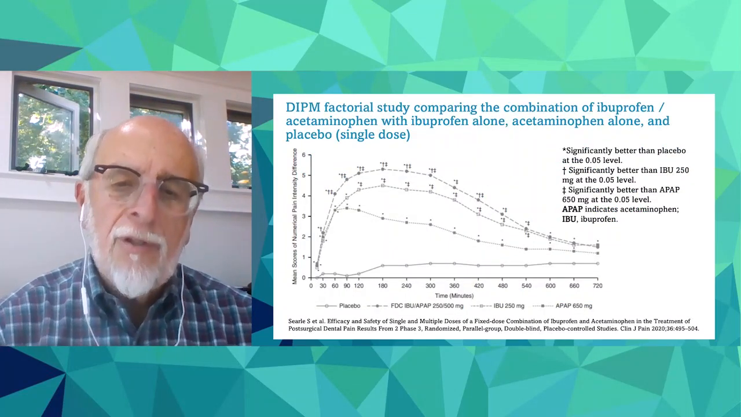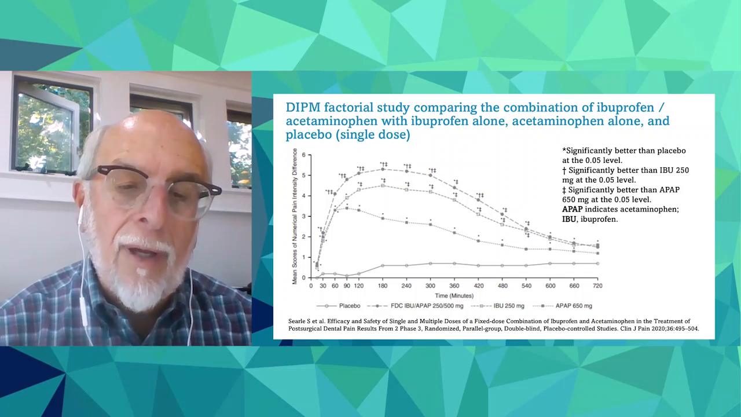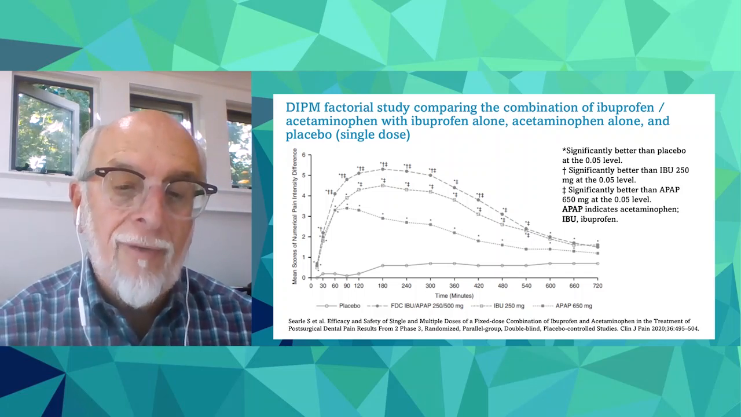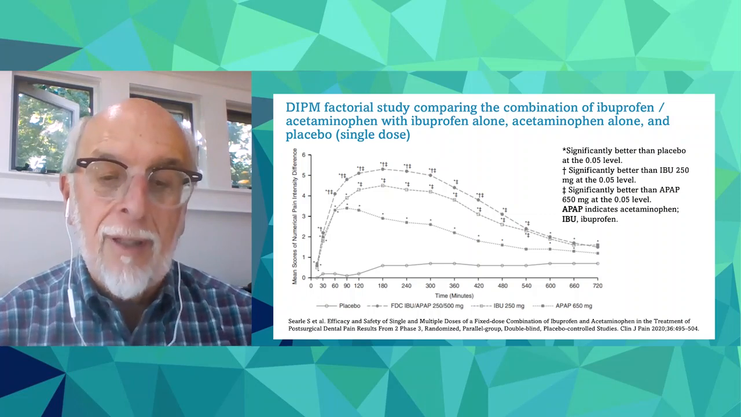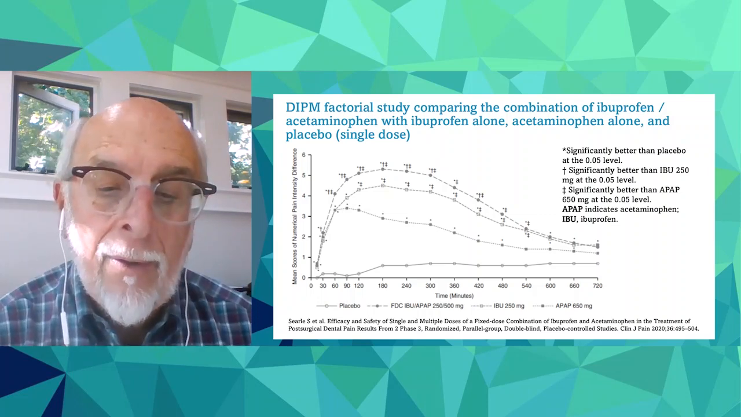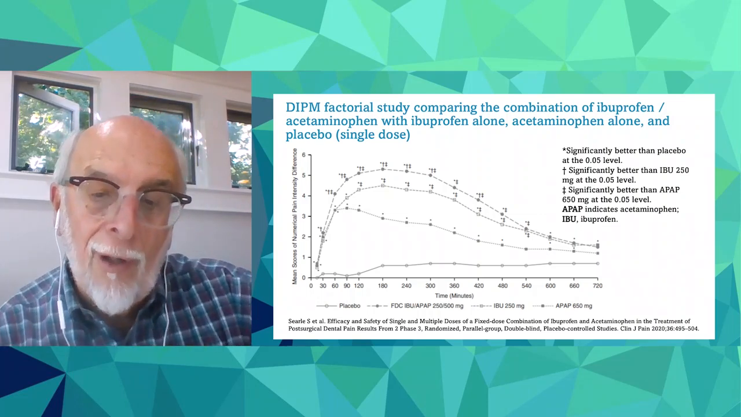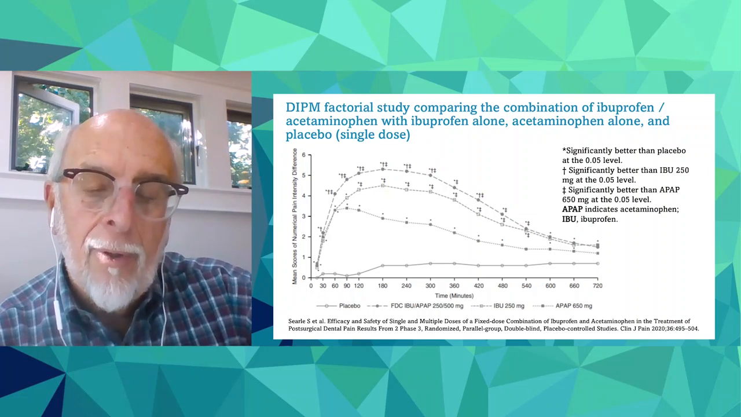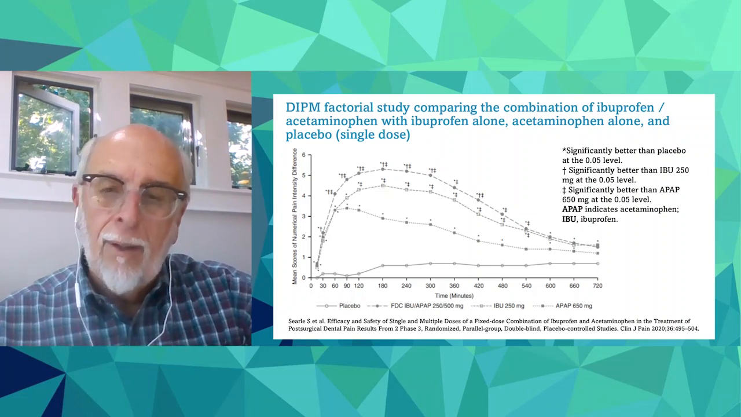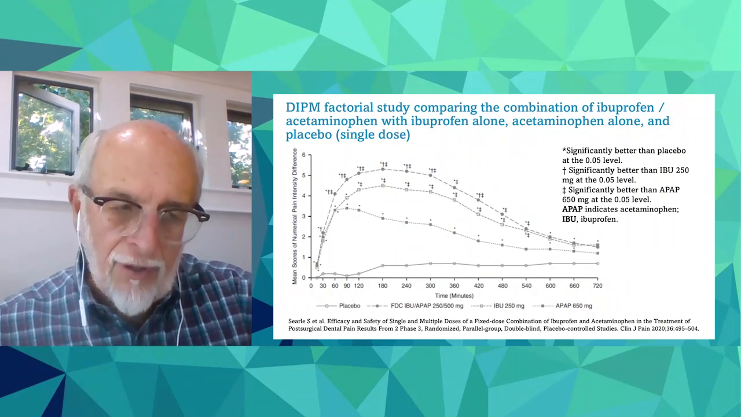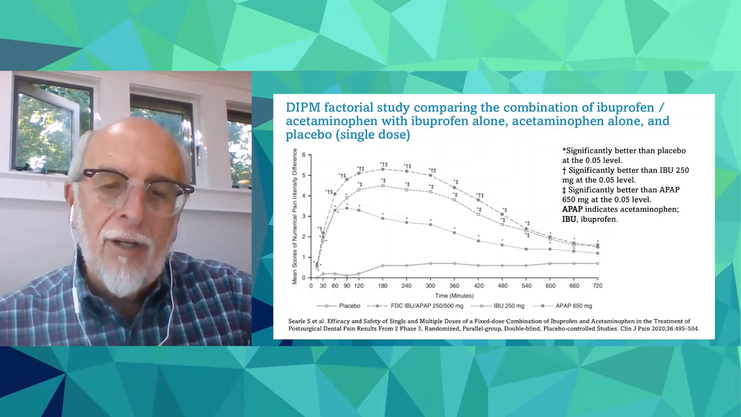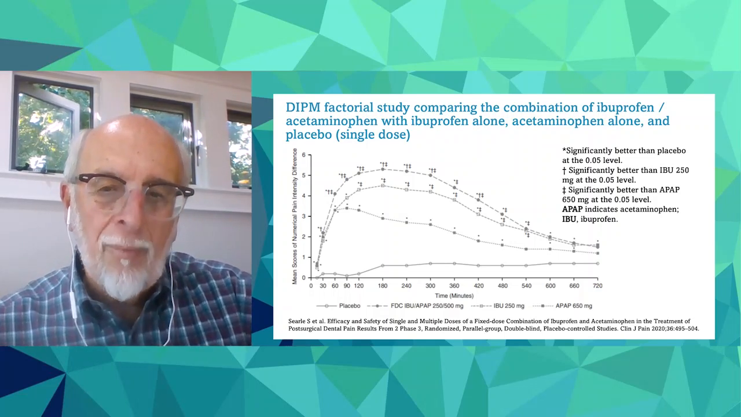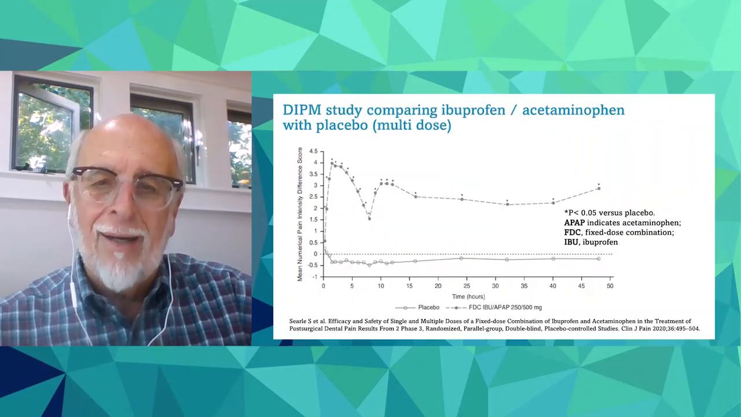They showed that both of those combinations were superior to acetaminophen 1,000 milligrams and definitely superior to placebo. This is a similar study that demonstrated that a combination of ibuprofen and acetaminophen was statistically significantly better than either ibuprofen alone or acetaminophen alone. This reinforced the earlier findings of Mellish that giving both of them together would have an additive effect.